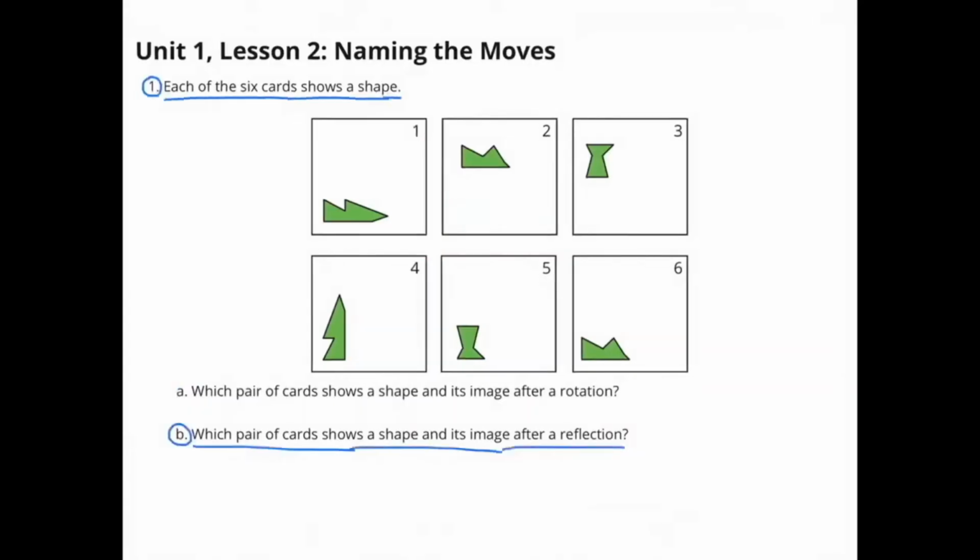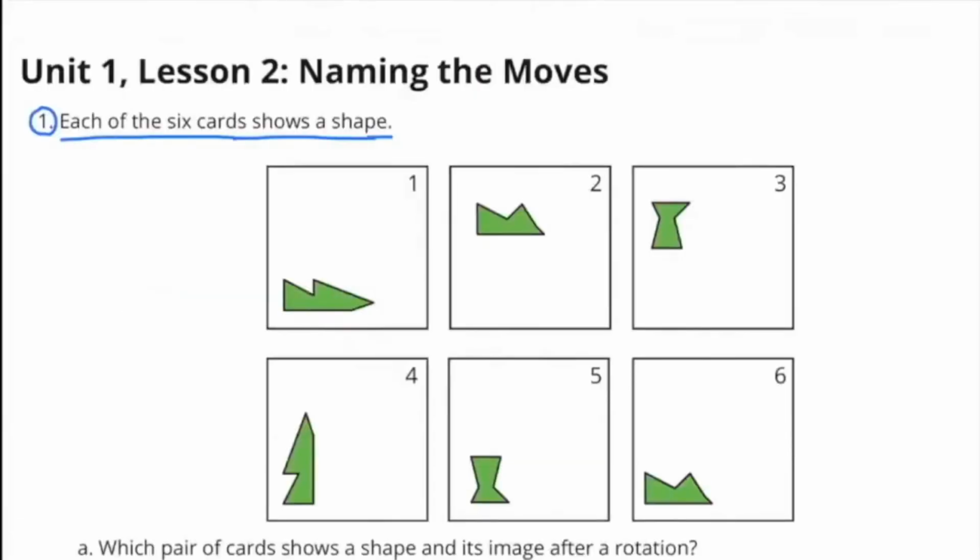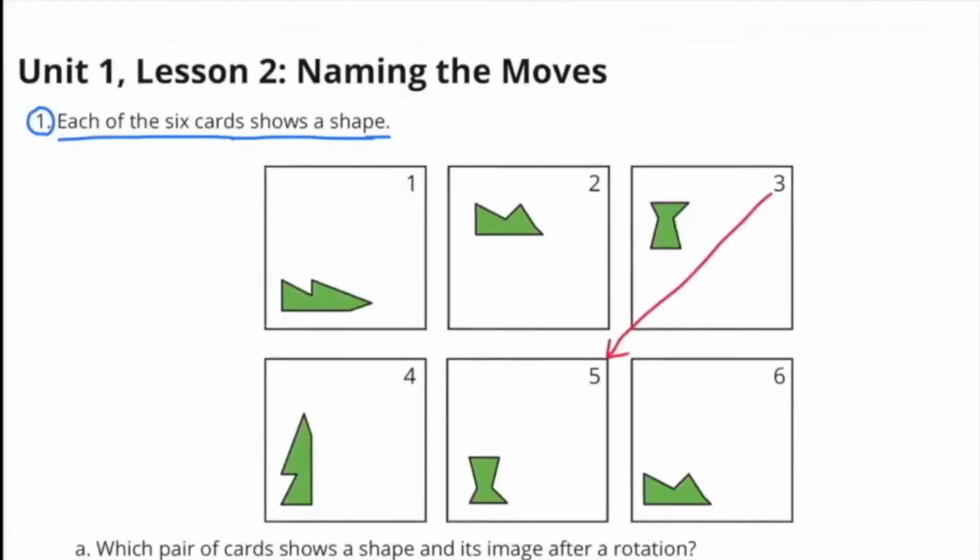B. Which pair of cards shows a shape and its image after a reflection? Take a look at cards 5 and 3. The shape on card 5 is a mirror image of the shape on card 3. Cards 3 and 5 show the shape and its image after a reflection.